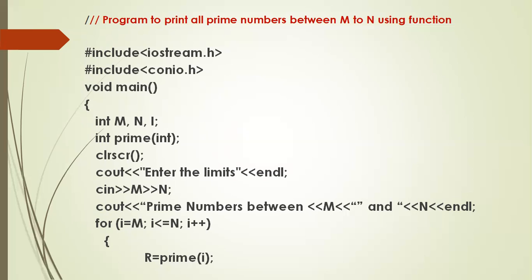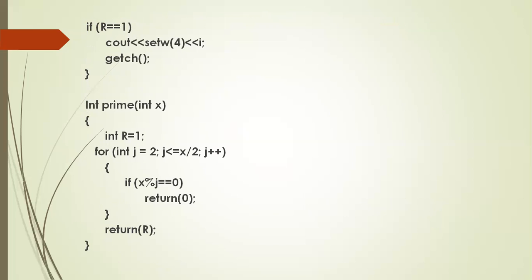So you have to display the value of I only when R equals 1. That means it's a prime number. Next, if R equals 1, you display the value of I. So for 10, 12, 14, 15, 16, then 18, the R value is 0, so don't display those numbers. Only for 11, 13, 17, 19, the R value is 1. So only when I takes these 4 values, you display the corresponding value of I.